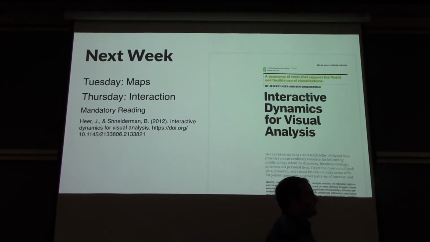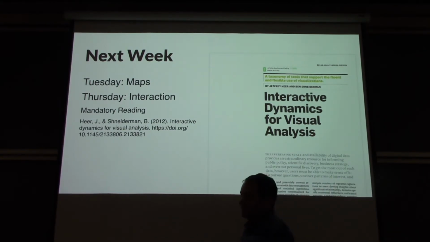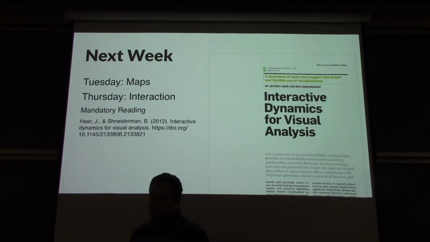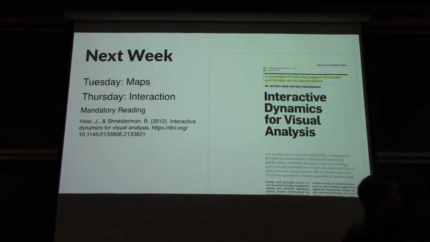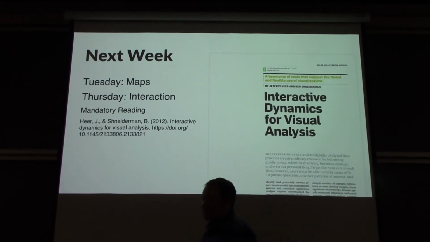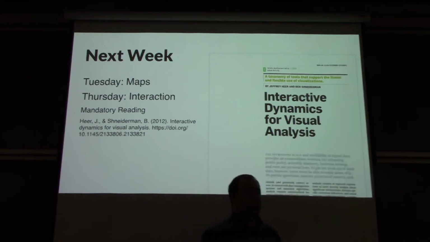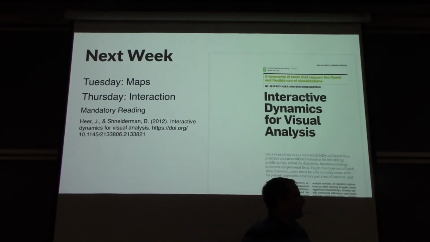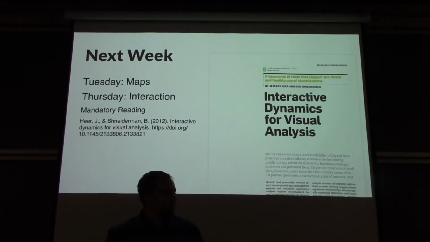On Thursday I'll be talking about interaction, and on that topic we'll be again discussing a paper, this interactive dynamics for visual analysis by Jeff Hare and Ben Schneiderman. So please do read that. I'll call on somebody to give a summary of the paper, and then we'll be discussing it in class. And this is not a primary research paper. It is more of like a reflection and an analysis of all the different things. So it is really a good paper for us to read when we go into this lecture. I've also put the link on the website in the schedule. You can find it under the mandatory readings.